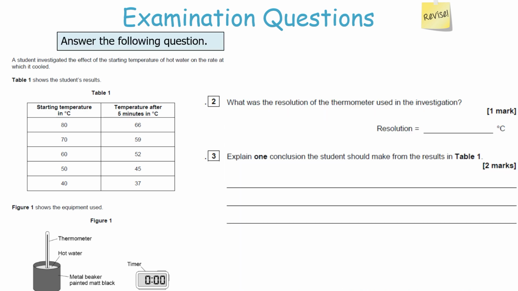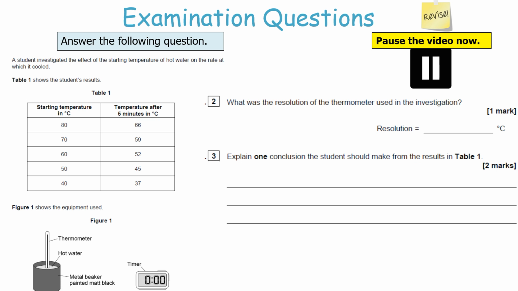The next question says, from looking at the results, what was the resolution of the thermometer used in the investigation? Then next, explain one conclusion the student could make from the results given in table 1. So pause the video now, then unpause the video when you want to go through your answer.